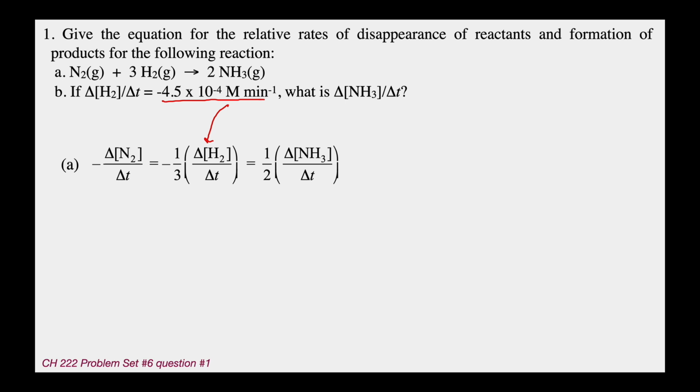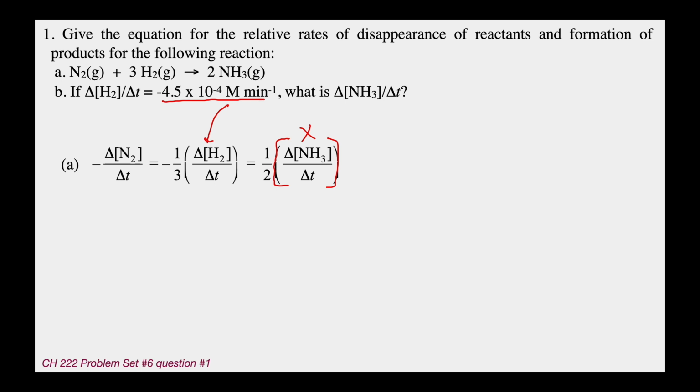So in part B, we literally want to translate the relative disappearance of H2 into a relative appearance of NH3 over T. So essentially what we want to do is think about this part here in square brackets as just an X to solve for. X is the delta NH3 over delta T.